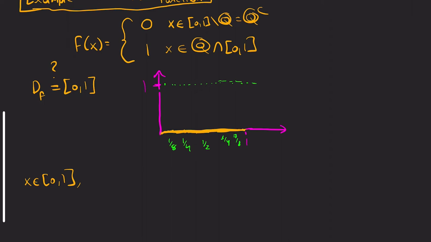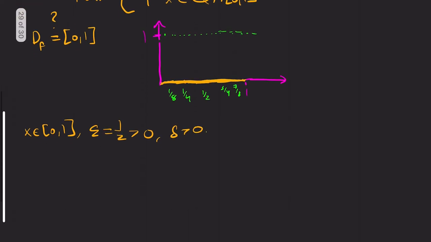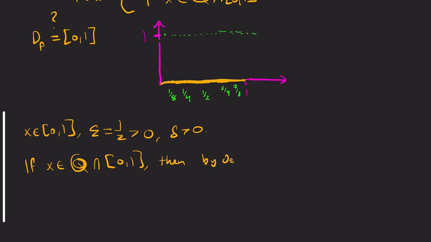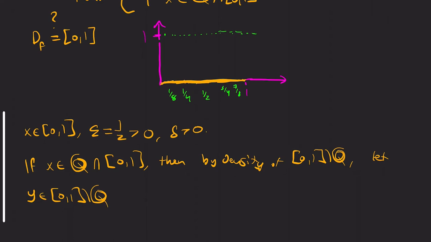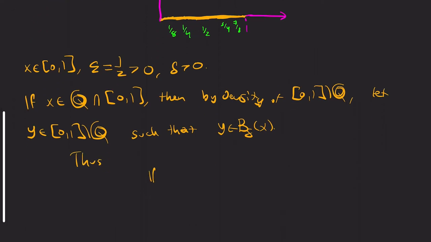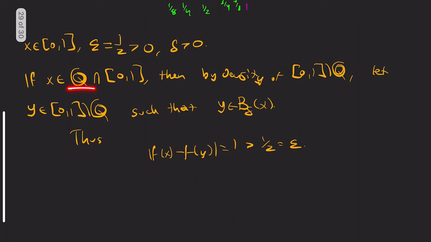Let x be in [0, 1]. I'm going to set epsilon to be 1/2, and I'm going to set delta positive. If x is rational, then since the irrationals are dense in [0, 1], we can pick an irrational y such that y is in the ball B delta of x. And so the difference here is 1, which is strictly greater than 1/2, which is the epsilon we chose. So we've shown that f is discontinuous on the rationals.